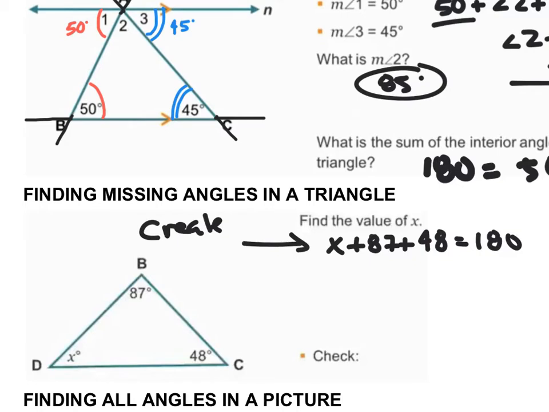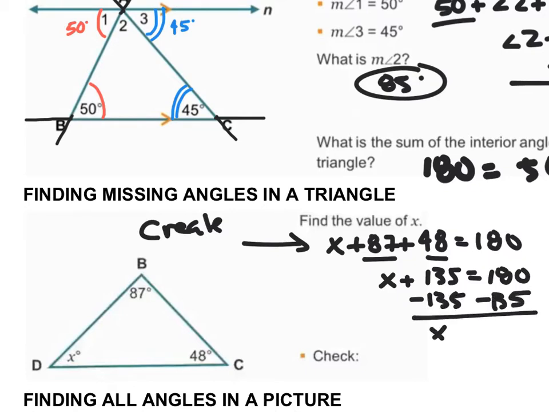So let's do this. Let's combine our like terms first. Let's do 87 plus 48. All right, add those up. That's going to give us 135. So x plus 135 is equal to 180. All right, so from here, I'm going to subtract 135 from both sides. And I want to say that x is going to be 45, but let's double check. So 180 minus 135 in my calculator gives me 45, okay? So x is 45 degrees, all right?